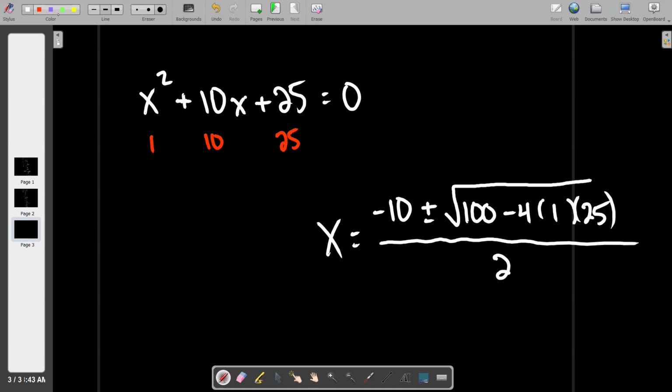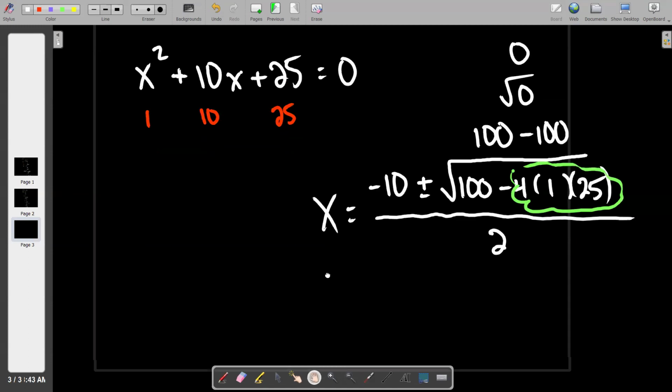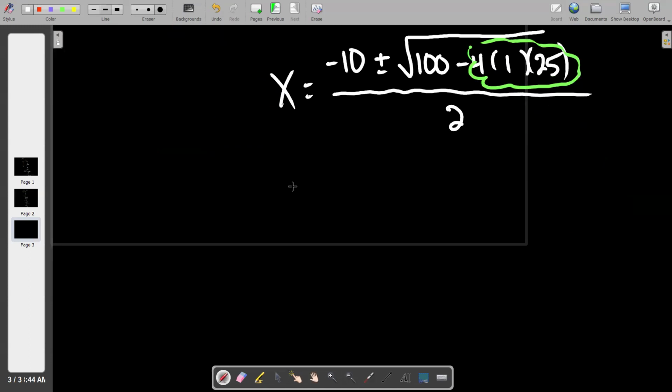Inside the square root, it's going to stay as a minus, of course, right? And what is 4 times 1 times 25? And so the math problem is actually 100 minus 100. And what is 100 minus 100? And what is the square root of 0? And what is the purpose of adding or subtracting 0? There isn't one, which leads us, my friends, to the fourth scenario, which is this.